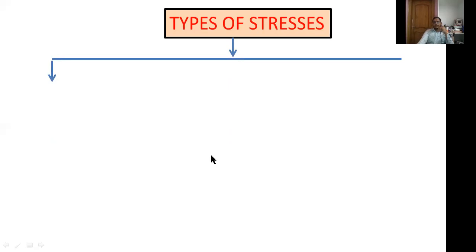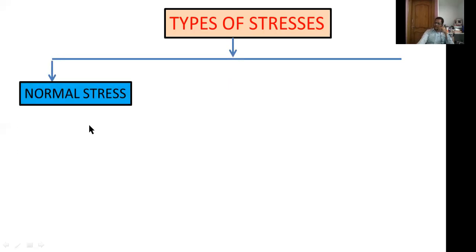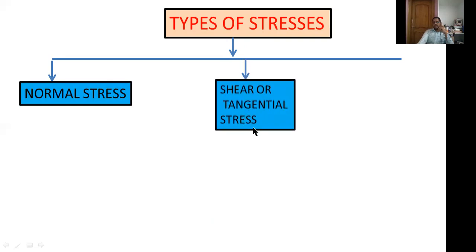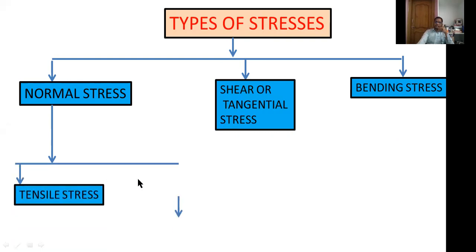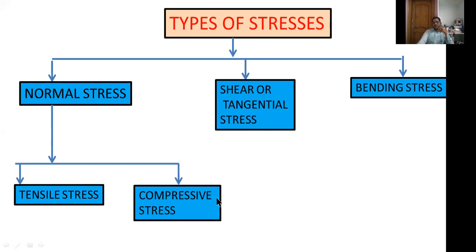Stresses are broadly classified into normal stresses, shear or tangential stresses, and bending stresses. Normal stresses are again classified into tensile stresses and compressive stresses. So these four are the types of stresses considered in our subject: tensile stress, compressive stress, shear stress, and bending stress. Shear stress is also called tangential stress.